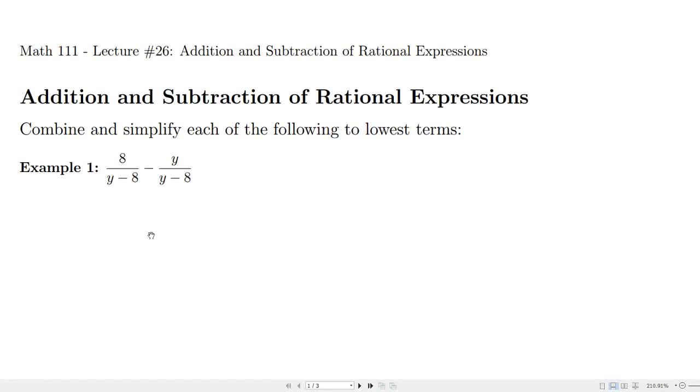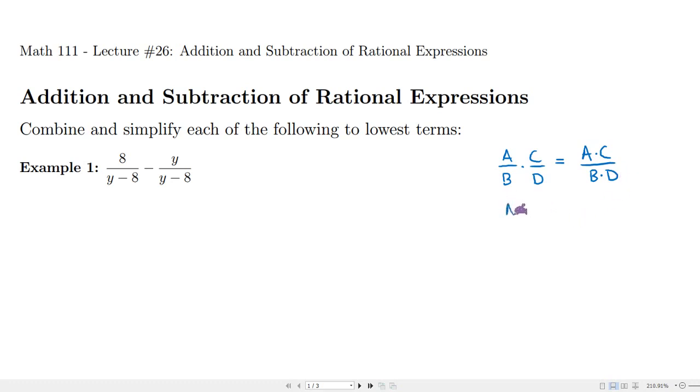In this lecture we're going to talk about addition and subtraction of rational expressions. In the previous lecture we talked about multiplication and division, which is actually a little bit simpler. When you're multiplying fractions, say a over b times c over d, all you have to do is multiply the numerators and denominators.